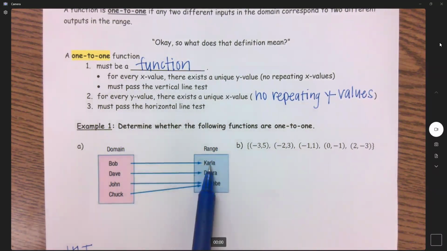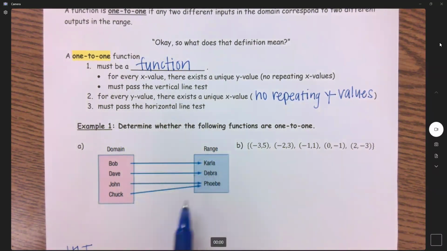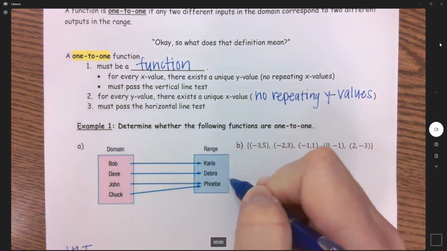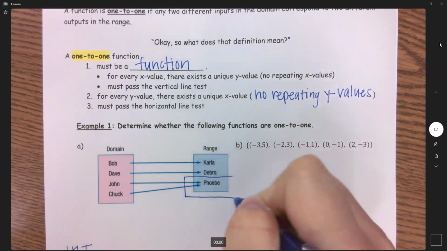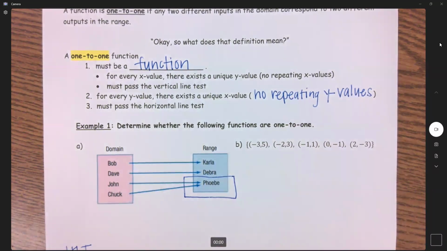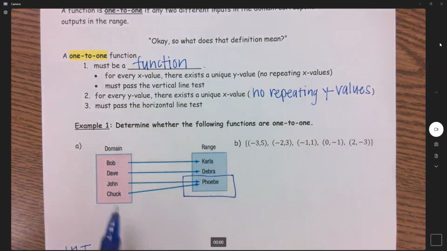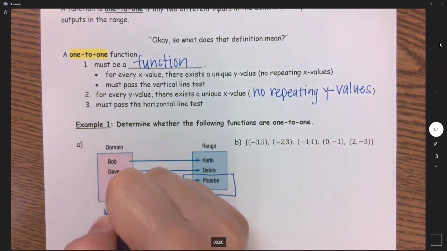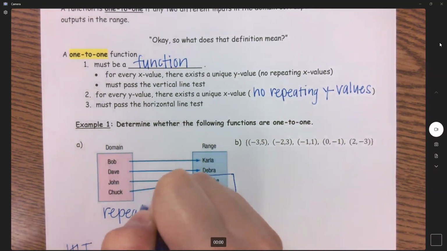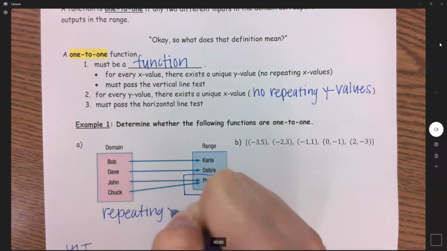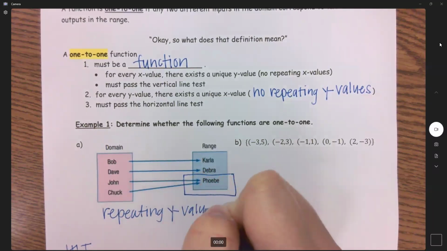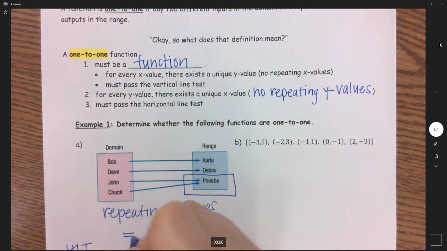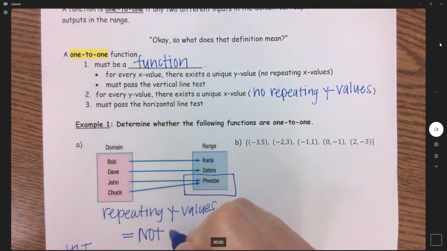Well, we have one line going to Carla, one line going to Deborah, but we have two lines here going to Phoebe. So since Phoebe is repeating because she is dating both John and Chuck, since we have repeating y values, that means that this is not one-to-one.